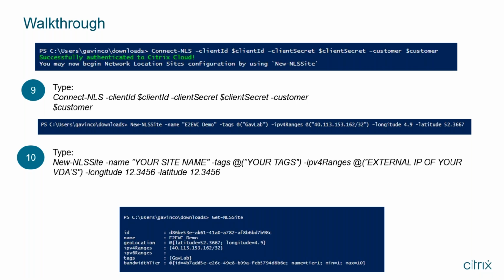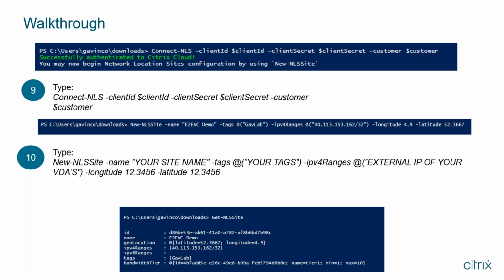So here then we need to configure that new NLS site. For that, we need to have our external IP range. In this example here, though, because I was just testing in my own lab, I've just used one VDA. And if I use one VDA, I just put in the IP address /32. It's also a requirement to put in the longitude and latitude of that VDA location. So we give it a name and we give it a tag. We populate it with that external IP address and the longitude and latitude.